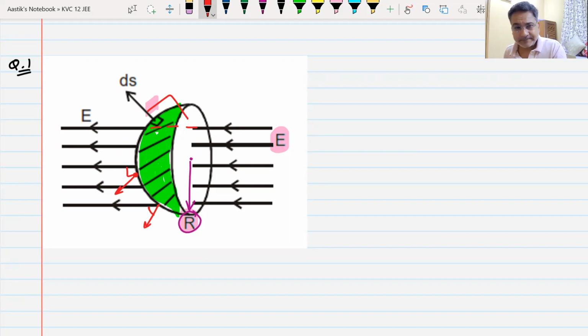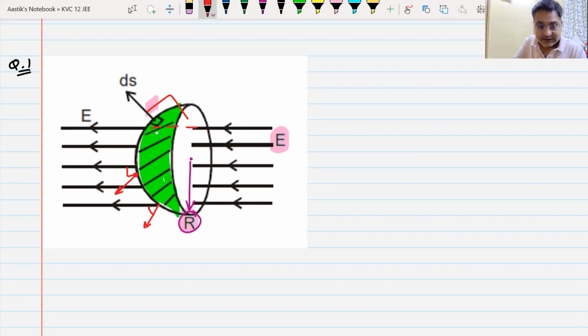Do you understand what I'm saying? Yes or no? Yes, sir. So you cannot get 2 pi R square. The only way you could have got E into 2 pi R square was if the question was like this. Question was like the previous one.